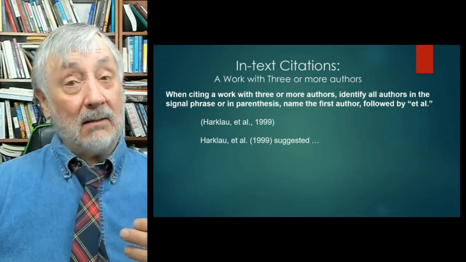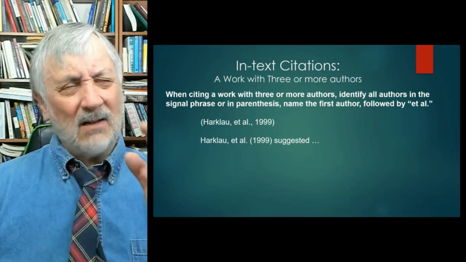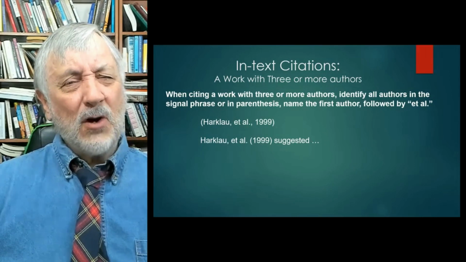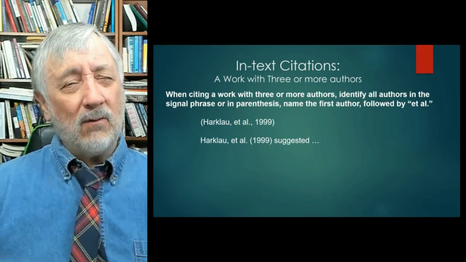Previously, you had to name up to 4 of them, or 5 of them, or 6 of them, or something like that, which got very cumbersome. But now, if it's 3 or more, you can just say et al., 1999, and that's the whole bunch of them, whether it's 3 or 4 or 5 or 10.